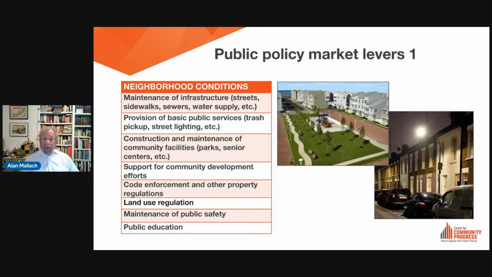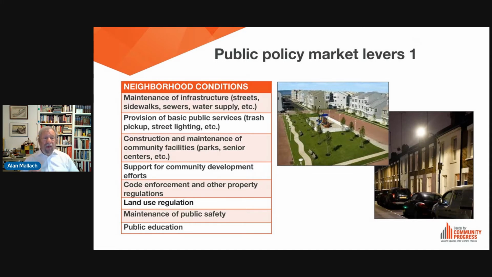Are codes enforced effectively? What does the zoning provide? Does it allow people to build the kind of houses that people want, or does it restrict their options? How safe is the city? How is the neighborhood? How effective in terms of establishing relationships with the community and creating safety is the local police department? And then again, how are the schools?